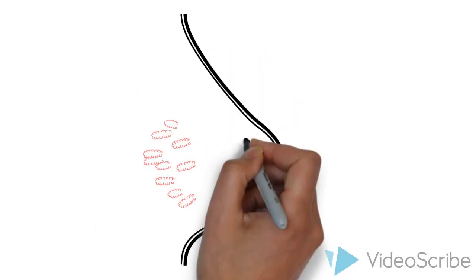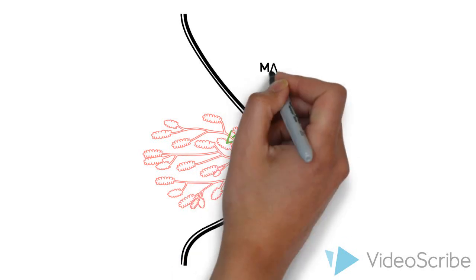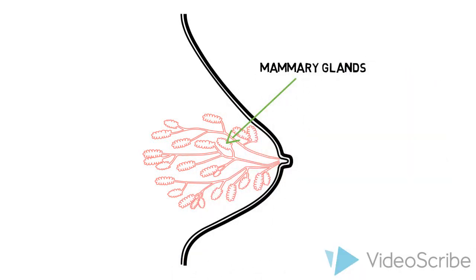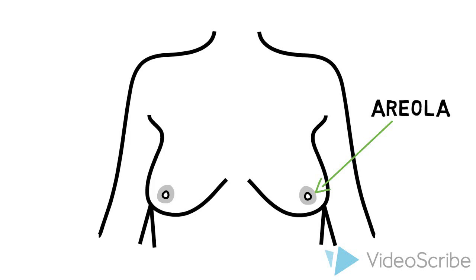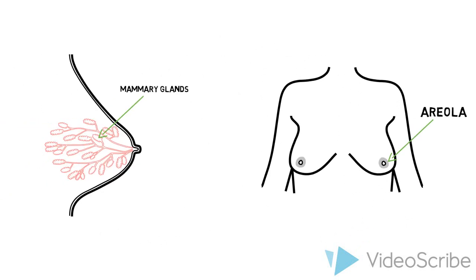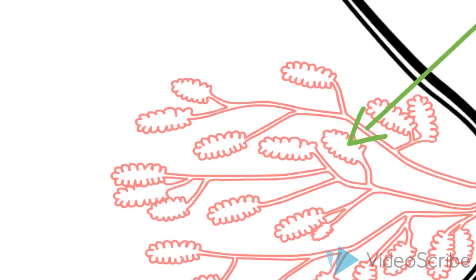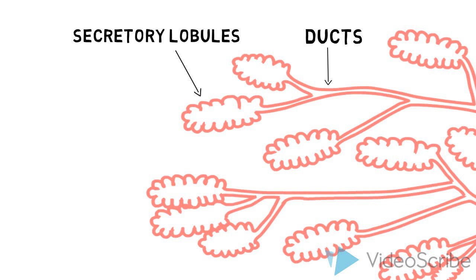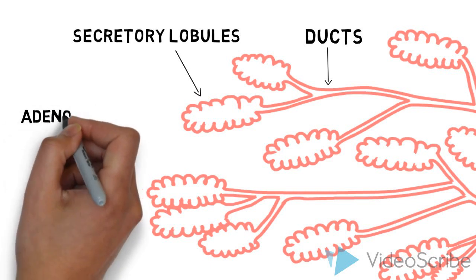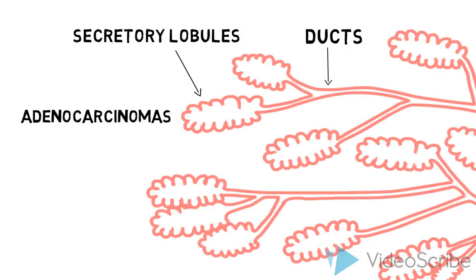Where does breast cancer develop? The breast consists of mammary glands surrounded by connective tissue and fat. Exteriorly, the nipple is surrounded by a dark pigmented region known as the areola. The mammary glands consist of 2 portions, secretory lobules and ducts. The majority of invasive breast cancers are adenocarcinomas, derived from epithelial tissue in these lobules or ducts.